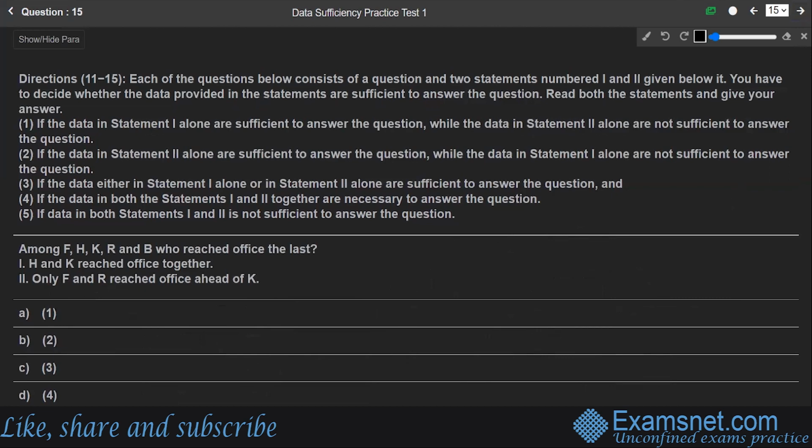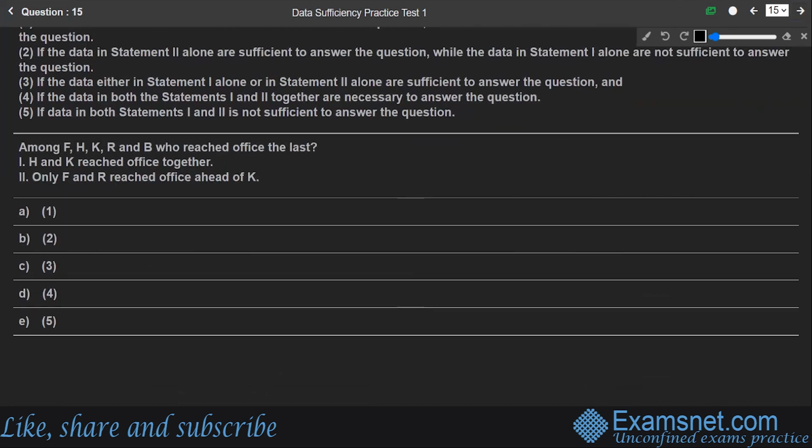Now the question says among F, H, K, R, and B, who reached the office last? Statement number one says H and K reached office together. So let's mark H and K together. Okay. But can we answer using this who reached last? Obviously we cannot, because the information of other people is not mentioned.